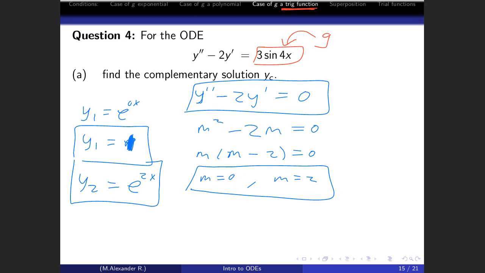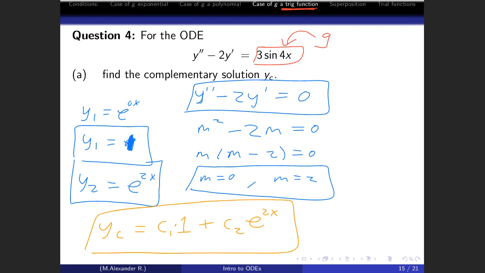That means that you can write down your complementary solution in this format: C1 multiplied by the number 1 plus C2 e to the 2x. So that's your complementary solution. And again, for this type of problem, you have your complementary solution, and then you want to focus on the g function that's given to you on the other side of the equal sign. And then you want to know, is that g function inside your complementary solution?